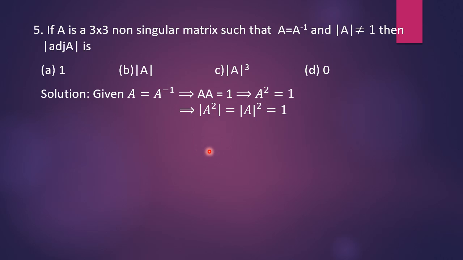So we take the determinant. Determinant of A square is equal to determinant of A whole square. These are the properties of the determinant, that is equal to 1 here. Now determinant of adjoint A is determinant of A to the power n minus 1, where n is the order of the matrix, so that is 3. 3 minus 1 is 2. So that means determinant of A square. But by the given condition, determinant of A square is equal to 1. Therefore determinant of adjoint A is equal to 1. That is option A.